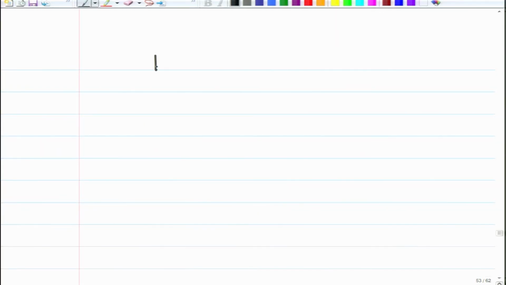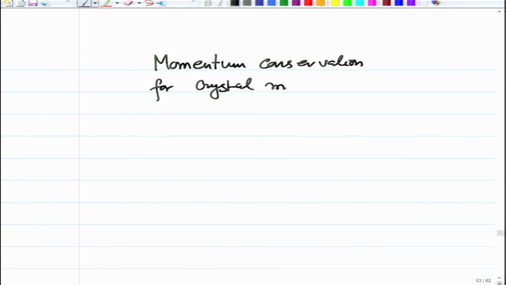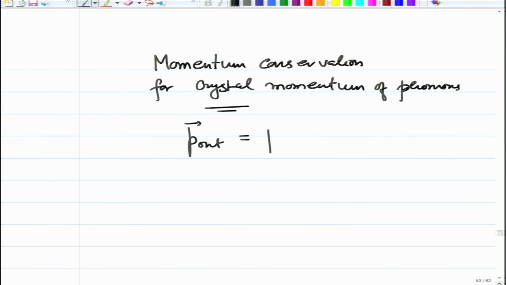And finally, I owe you an explanation of momentum conservation for crystal momentum of phonons, that is p out of these neutrons which are scattered should be equal to p in of neutrons plus h cross k of the phonon. This also I will write a supplement and give it with this lecture.